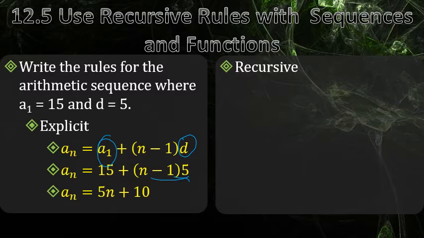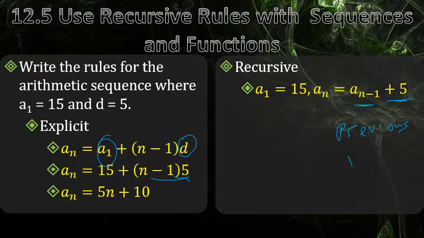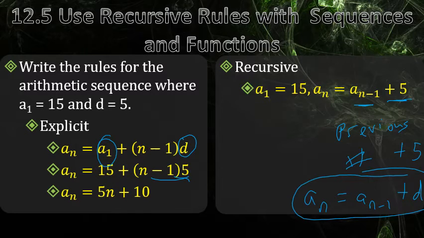Recursive rule, on the other hand, I have to know where I start, so I'm going to have the a1 equals 15. But what is an arithmetic sequence? An arithmetic sequence is that I'm adding 5 to what I had before. So it's adding 5 to my previous number. So it's my previous number plus 5, or plus d. So we have a_n equals a_(n-1) plus d. And of course you have to have what a1 is.